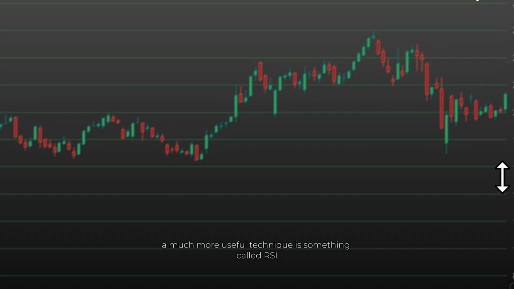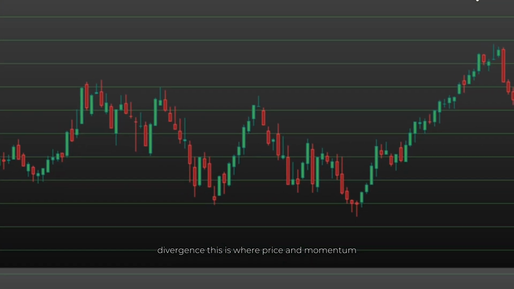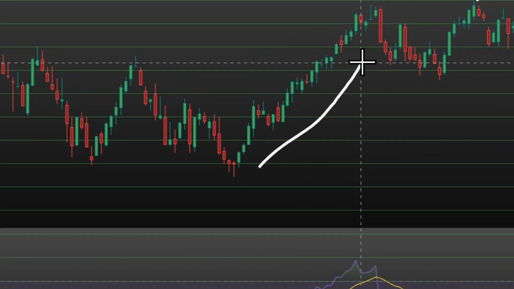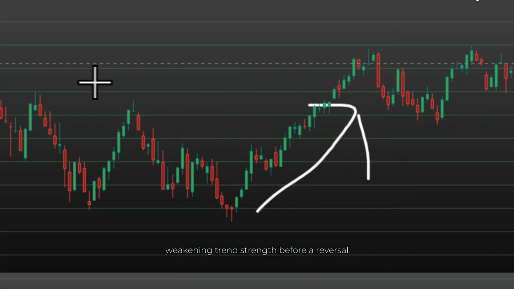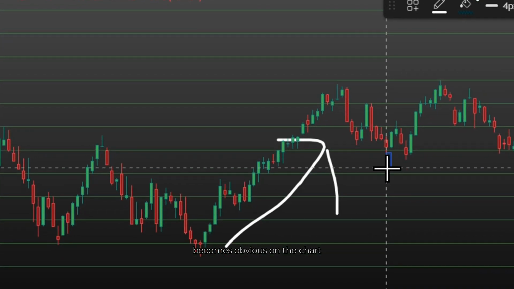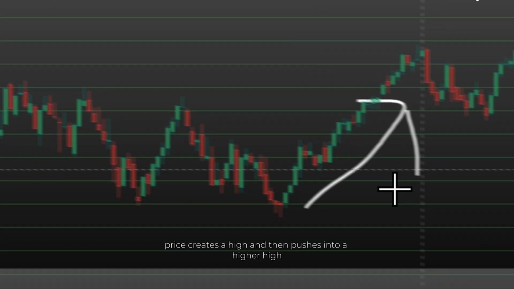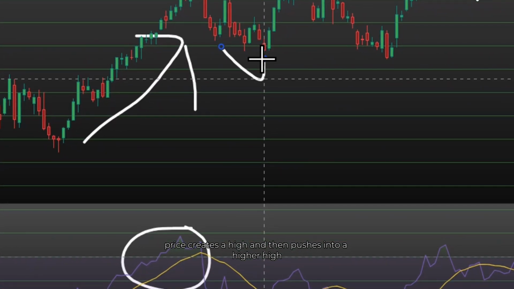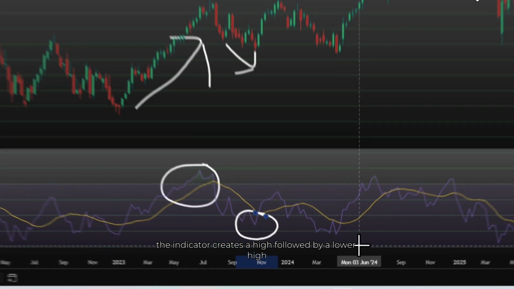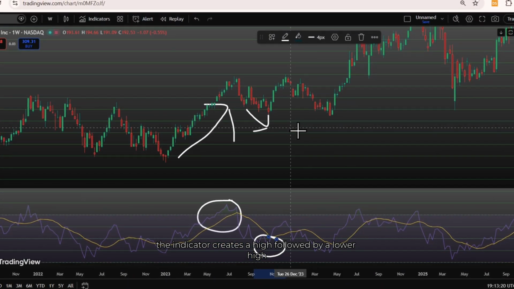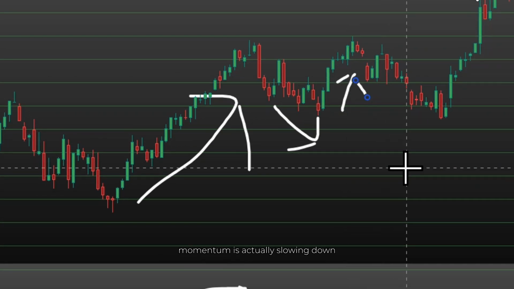A much more useful technique is something called RSI divergence. This is where price and momentum start moving in opposite directions. And it can help reveal weakening trend strength before a reversal becomes obvious on the chart. Here's an example. Price creates a high and then pushes into a higher high. But if you look at the RSI below, the indicator creates a high followed by a lower high. So while price is technically moving upward, momentum is actually slowing down.